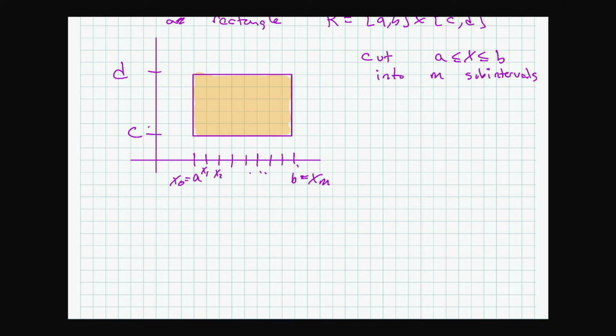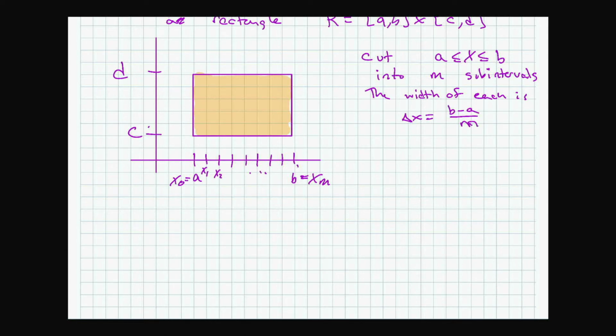So it doesn't matter really if it makes 100% sense. We just want to get the general gist of this. So we cut A less than X less than B into M subintervals. The width, by the way, of each is delta X, and it would be B minus A over M.